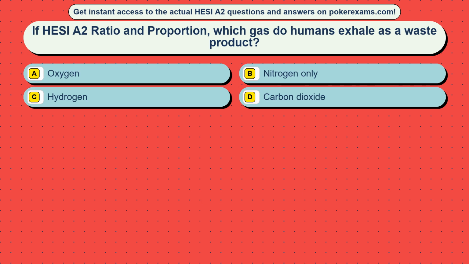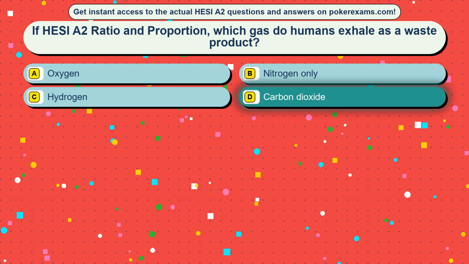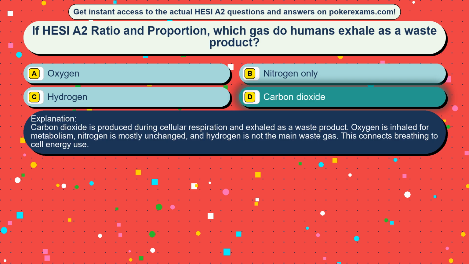Question 30. If HESI ratio and proportion, which gas do humans exhale as a waste product? Option A, oxygen. Option B, nitrogen only. Option C, hydrogen. Option D, carbon dioxide. The correct answer is option D, carbon dioxide. Carbon dioxide is produced during cellular respiration and exhaled as a waste product. Oxygen is inhaled for metabolism, nitrogen is mostly unchanged, and hydrogen is not the main waste gas. This connects breathing to cell energy use.